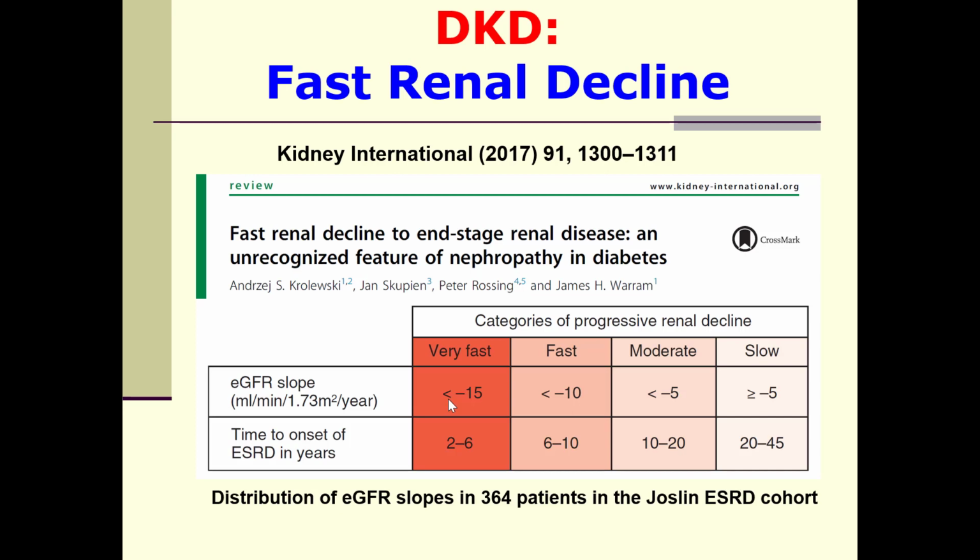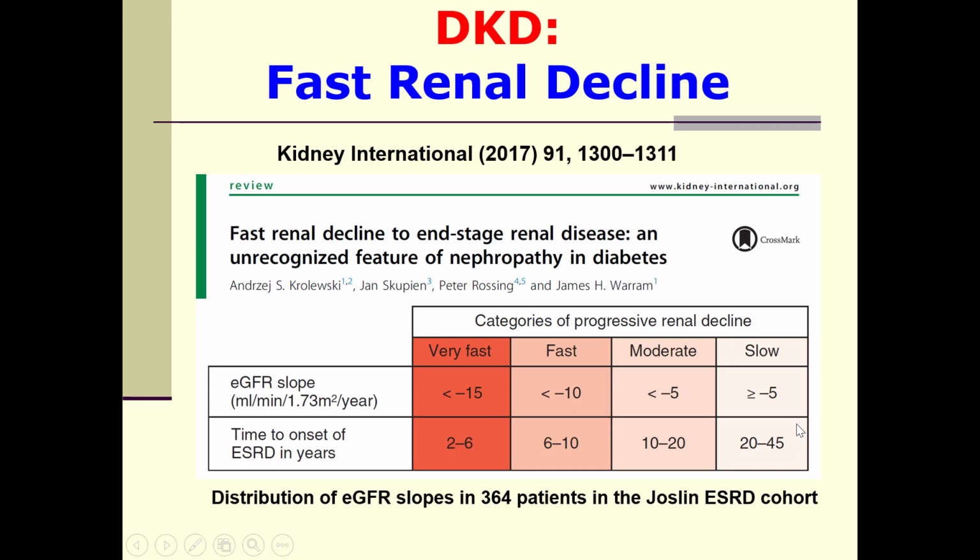What is the implication of a very fast progression? It is to have very rapid onset toward end-stage kidney disease. So end-stage develops within 2 to 5 years. In comparison to a slow one, where estimated GFR is reduced by less than 5 mL per minute per year, the time to development of end-stage kidney disease may reach up to 45 years.